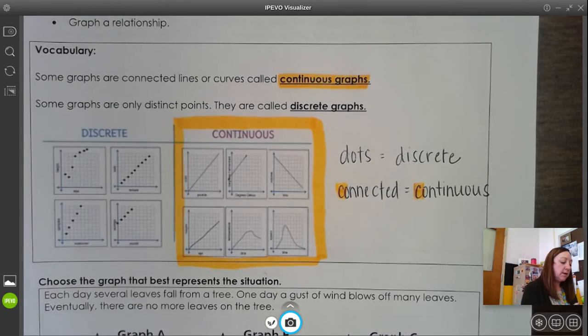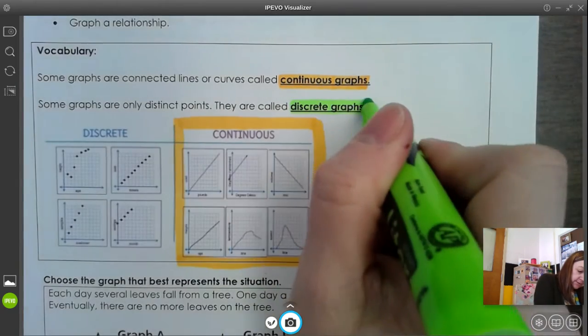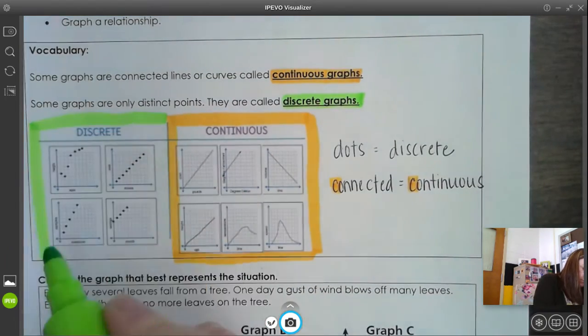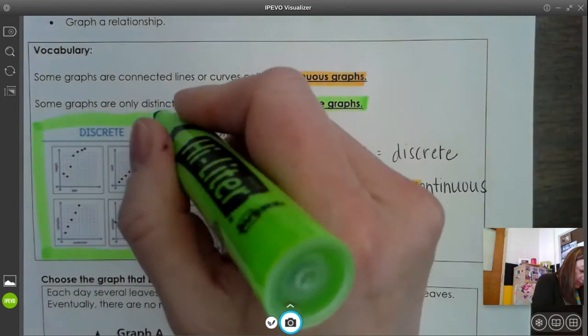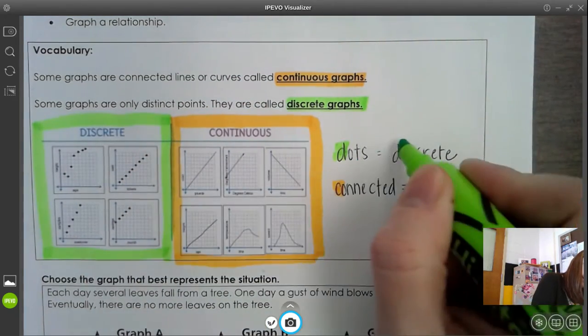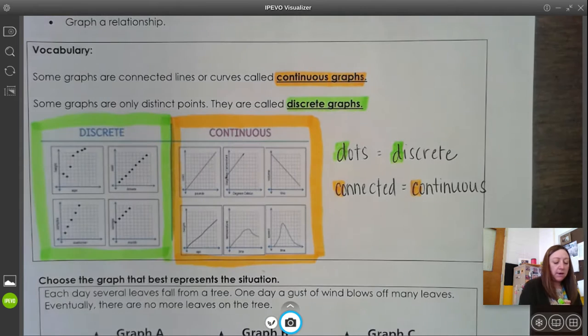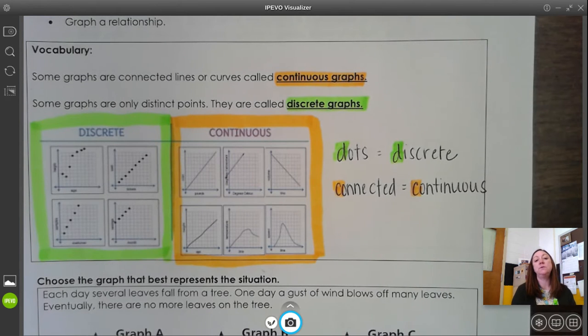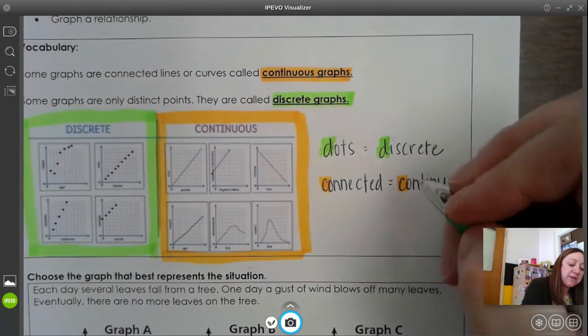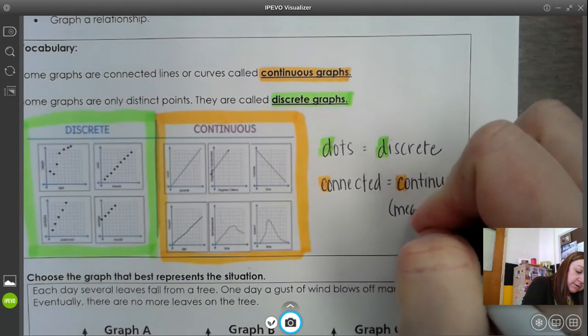Okay, and then we have discrete graphs, which are going to be like the ones on the left here. So if it's a dotted graph, it's going to be discrete. Okay, and the difference between the two is, do we have individual data with no decimals or fractions in between, or do we have continuous data, which is going to be like measured data?